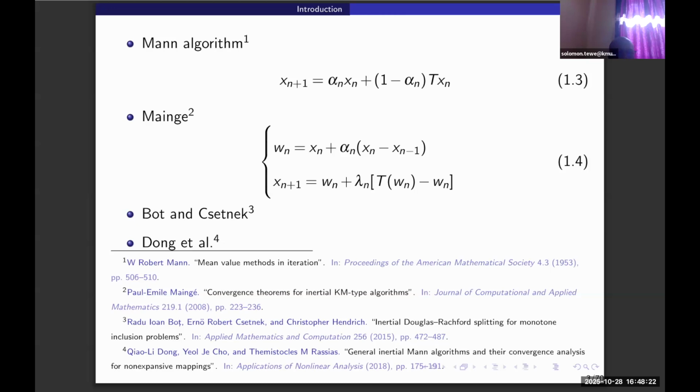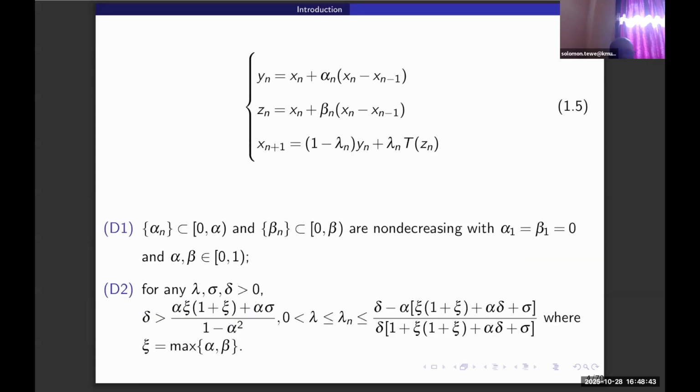For example, Bot and Csetnek developed an algorithm by reducing the strong condition to weak convergence. But they use only one inertial extrapolation method, and later Dong and others introduced a double inertial method, shown by equation 1.5, and they give very simple conditions D1 and D2.